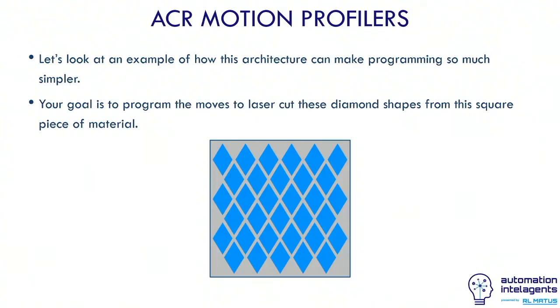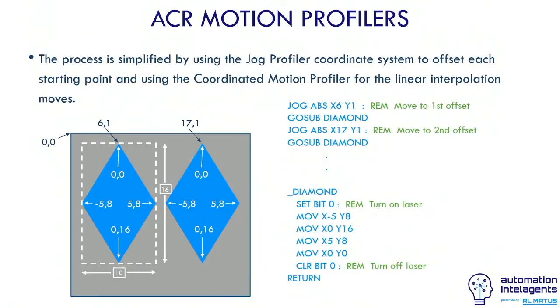Okay, now let's look at an example of how this architecture can make programming so much simpler. Your goal is to program the moves to laser cut these diamond shapes from this square piece of material. The process is simplified by using the jog profiler coordinate system to offset each of the starting points and using the coordinated motion profiler for the linear interpolation moves.